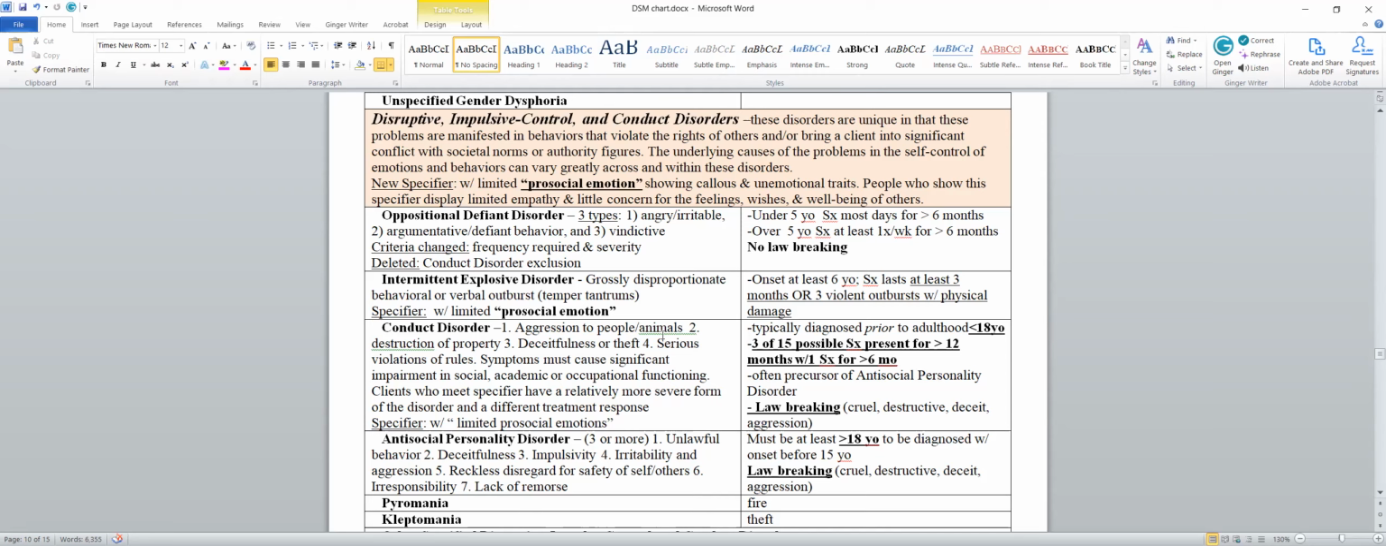For intermittent explosive disorder is grossly disproportionate behavior or verbal outbursts, temper tantrums. The specifier for intermittent explosive disorder is also with limited prosocial emotion. And remember, with limited prosocial emotion, showing callous and unemotional traits. People who show this specifier display limited empathy and little concern for feelings, wishes, and well-being of others.